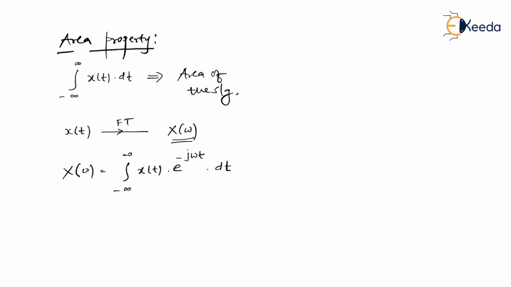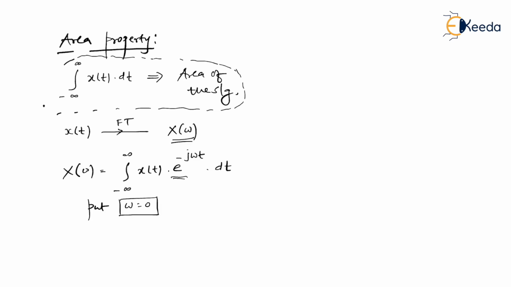The question is, suppose from this integration I want to get the area of the signal, because the area of the signal is nothing but the integral from minus infinity to infinity of x(t) dt. We have a similar integration in this case also. The only thing is, this is the extra term. Am I right? So let us substitute omega equal to 0. Listen to me very carefully. What I'm doing is substituting omega equal to 0.